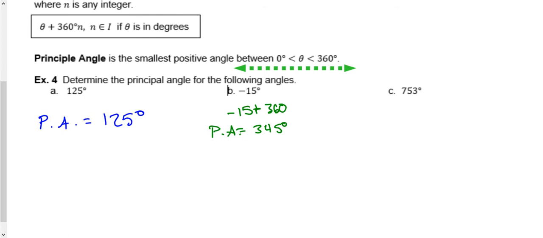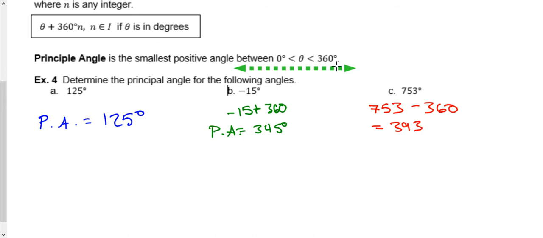Over here, we're well above 360. We're at 753. So how do we solve this one? So I'm going to go 753, and again, I want it between 0 and 360 only. So I'm going to subtract off 360. Where am I? If I subtract off 360, I'm at 393.